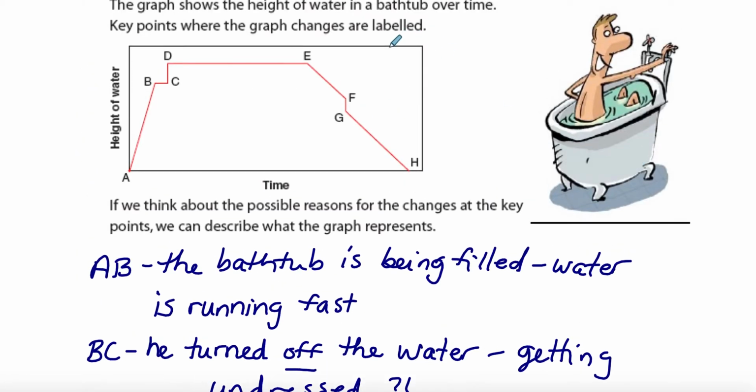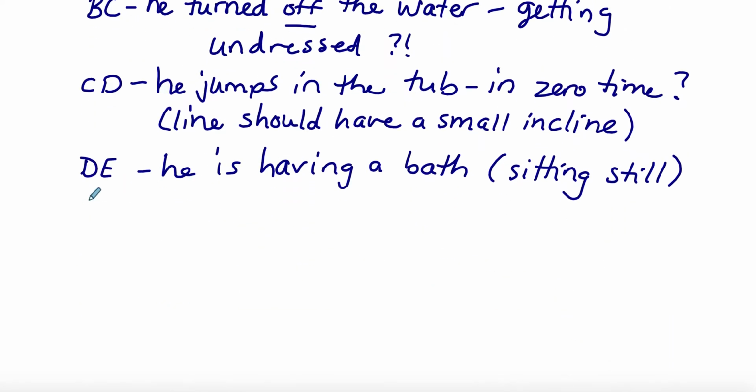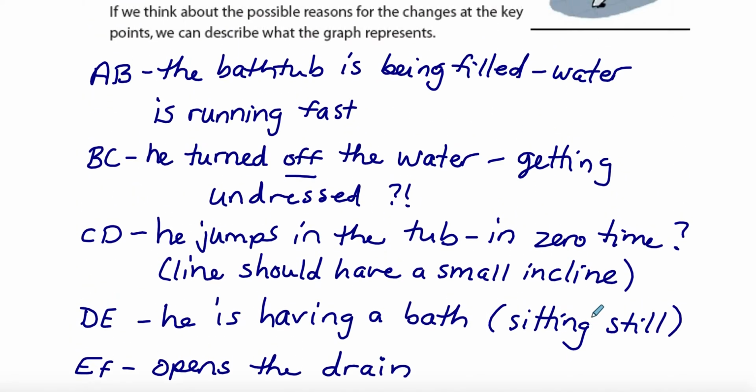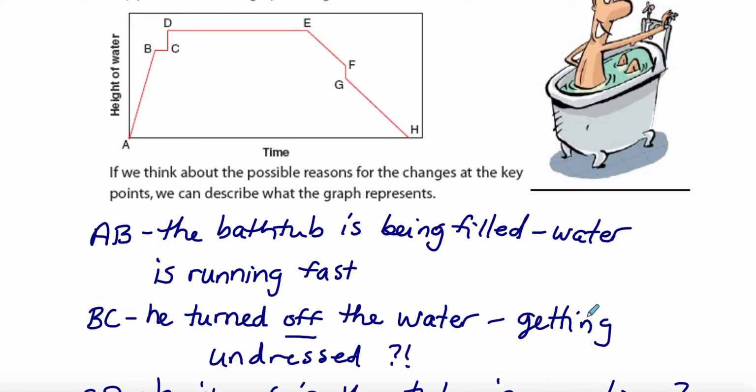And then from E to F, you can kind of think about what would be happening here. The water is slowly starting to go down. So maybe he's sitting in the tub, and if you think about when you have a bath, maybe he just pulled the plug and the water starts to drain slowly. So notice that I'm commenting on every single line segment that's there.